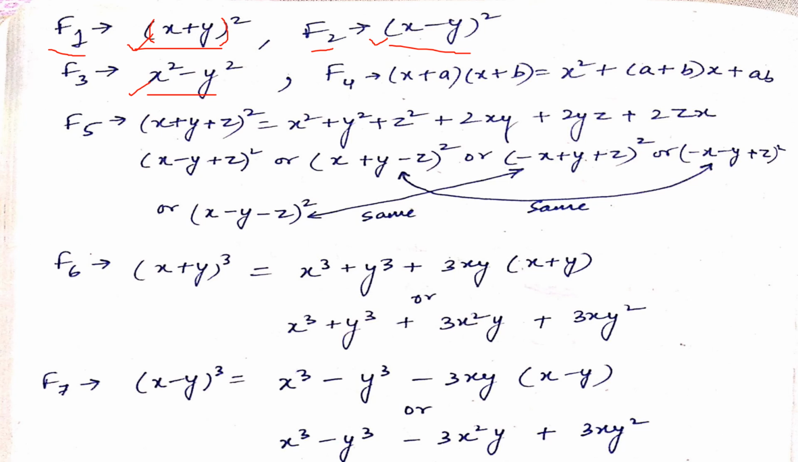Okay. Formula number 4 is (x + a)(x + b). So the answer was x square plus (a + b)x plus ab. Now formula number 5, we have done (x + y + z) whole square. This was the factor form and the expanded form was this one, x square plus y square plus z square plus 2xy plus 2yz plus 2zx.